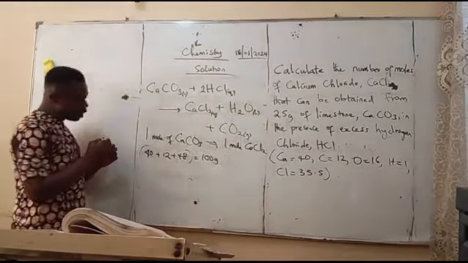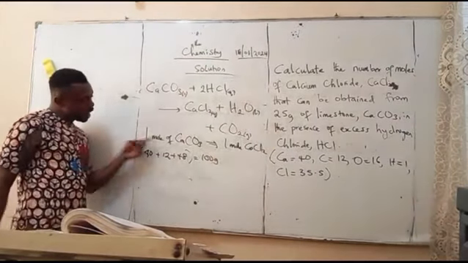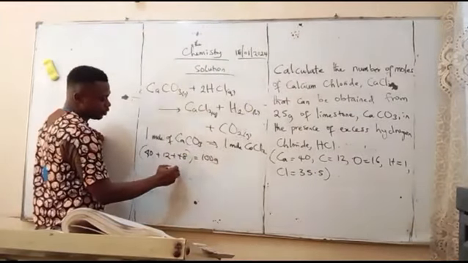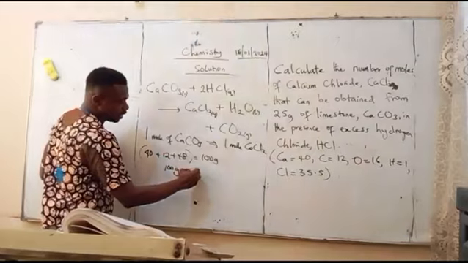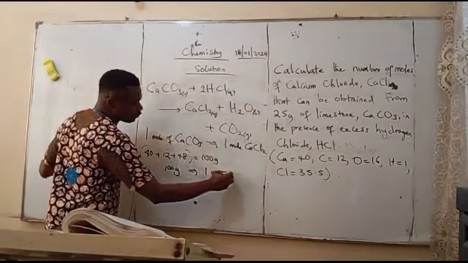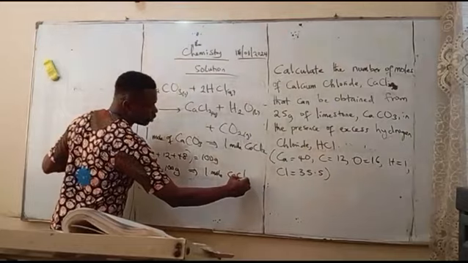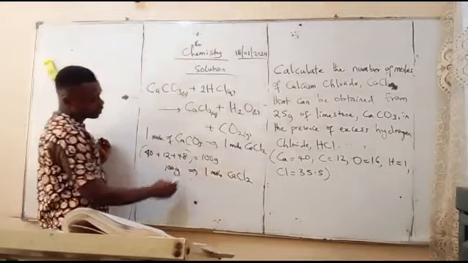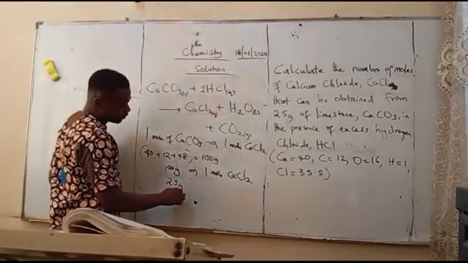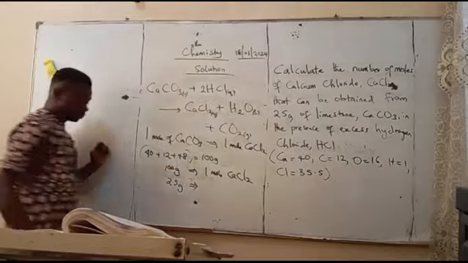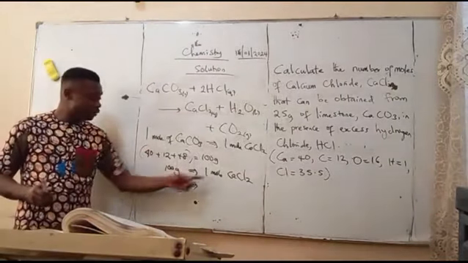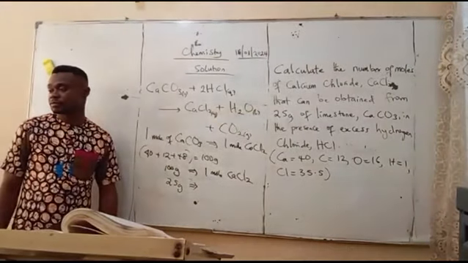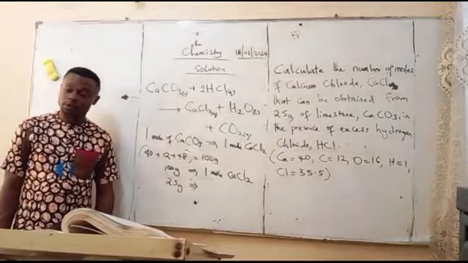So this 1 mole has a mass of 100 gram. So if 100 gram of this yields 1 mole of calcium chloride, are we together? Now, what mole of calcium chloride will 25 gram of this yield? What mole will it yield?